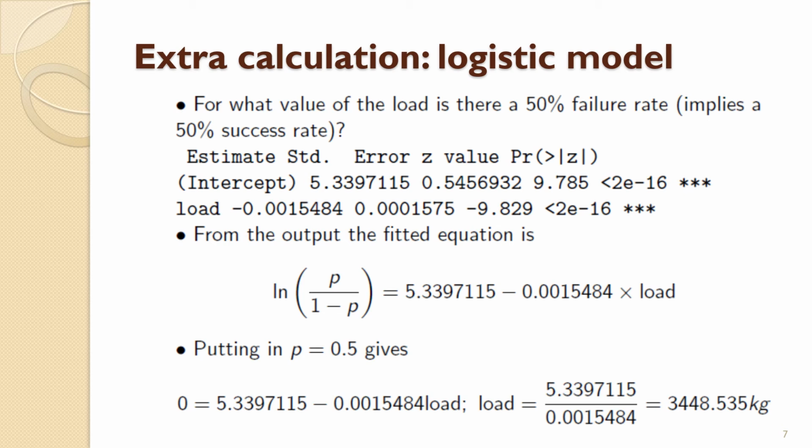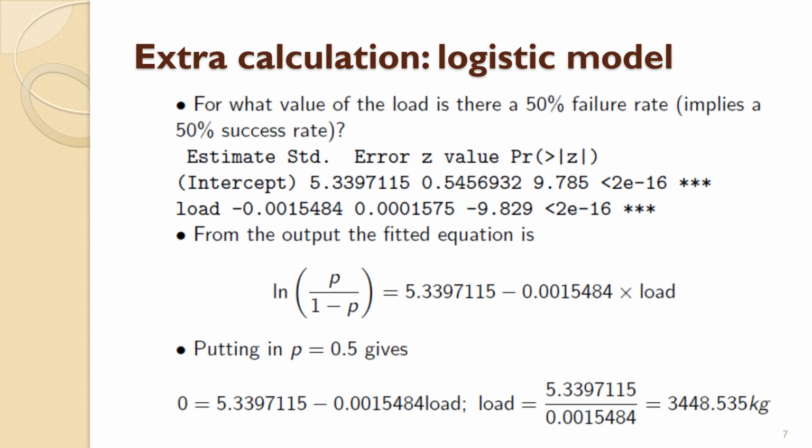So for the logistic regression model, from the output, the fitted regression equation is the log of the probability over 1 minus probability equals 5.3397115 minus 0.0015484 times the load. And I just wanted to write it out in full there so you can see what this table of t-statistics and the estimates etc. really mean in terms of the estimated equation.